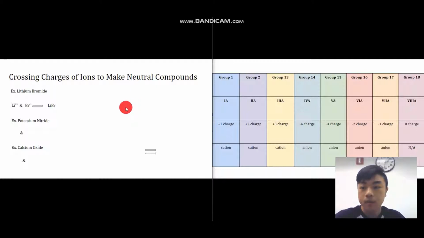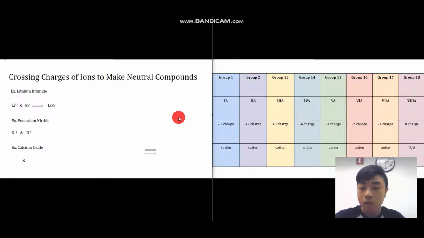And so, for example, potassium nitride, potassium is going to be from the first group. It has a +1 charge. Nitride tells us that nitrogen will turn into an anion as it makes an ionic compound because of the -ide suffix. Nitrogen is going to be from group 15, so it has a -3 charge, so it's going to be N-3. And so we can still use the same process from the first example.